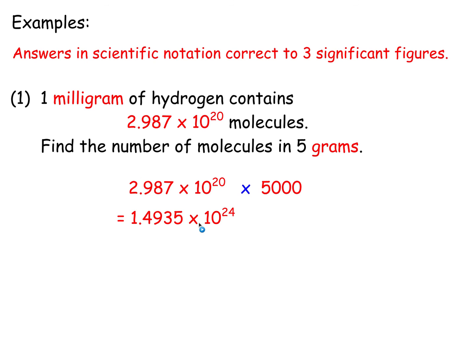You write it down. Once the answer to 3 significant figures, the choice is 1.49 or 1.50 times 10 to the power 24, and this is rounded to 1.49 because that 3 that follows the 9 means it rounds down. So 3 lines of working when you do it. Bit trickier.